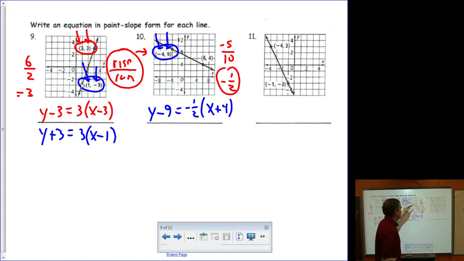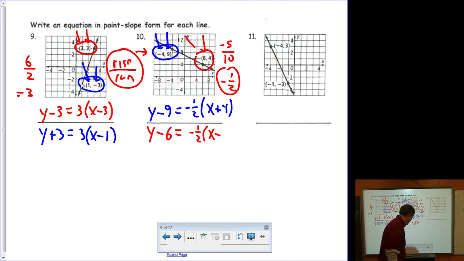Or if I used this point, my equation would be y minus the y value equals the slope times x minus, oops, I messed that up, didn't I? Let's try that again. How about y minus the y value, which is 4, equals negative 1/2 times x minus the x value, which is the 6. There we go.